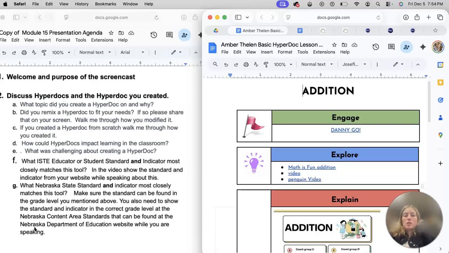I chose addition for my topic, mainly because I just did an observation in a first grade class, and they were actually learning about addition, and so it was fun for me to see it, and I was able to connect something that I learned there to what I would want to do in my future classroom related to this.